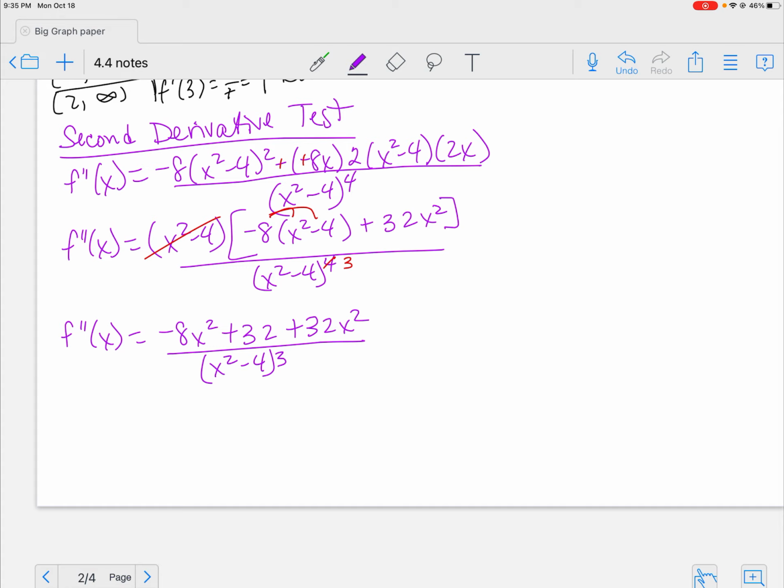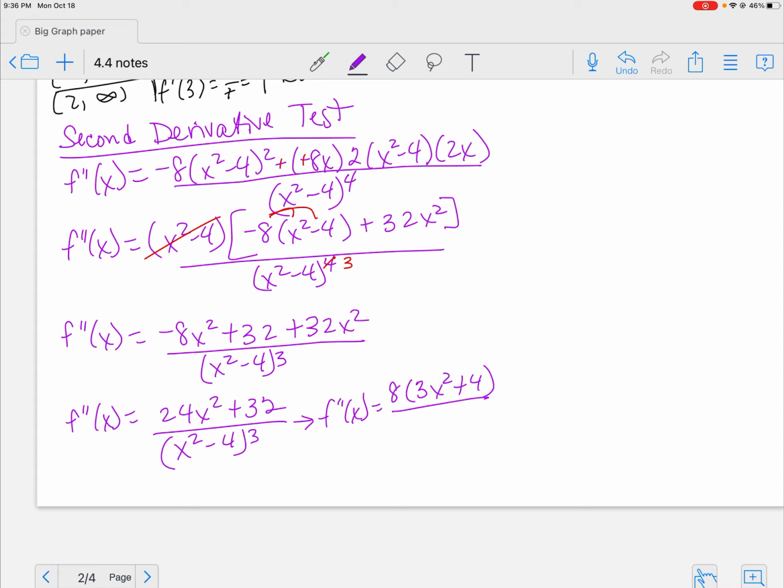And then those are like terms, aren't they? So my second derivative is going to be, what's 32 minus 8? 24. Now I'm going to factor this out to have my second derivative just because it's easier. Can we take an 8 out of that? And so then I have a 3x squared plus 4 all over x squared minus 4 cubed. All right. Now let's talk about critical values.